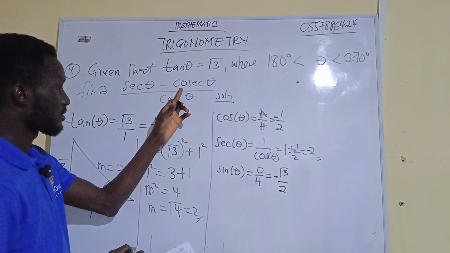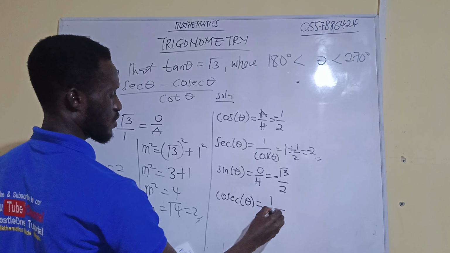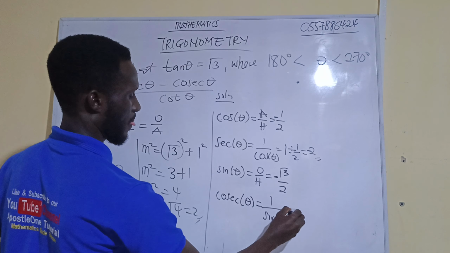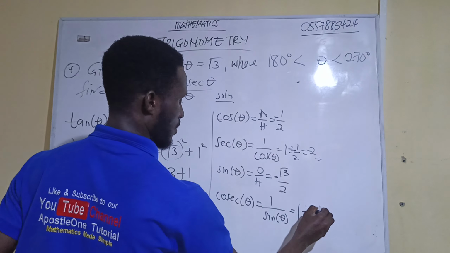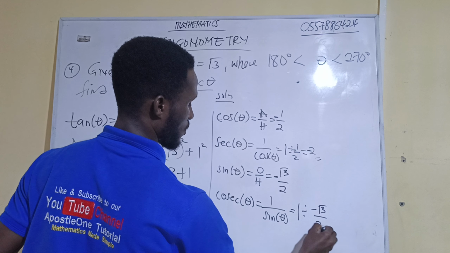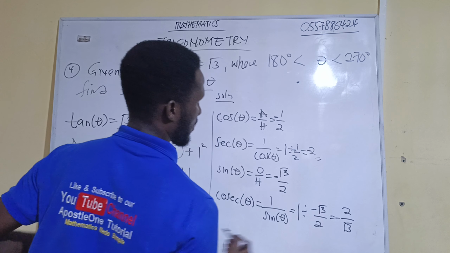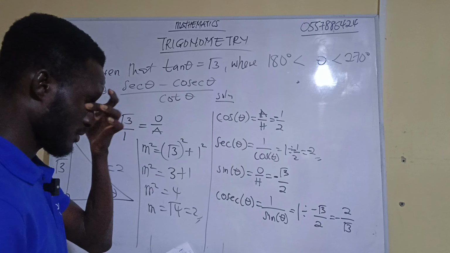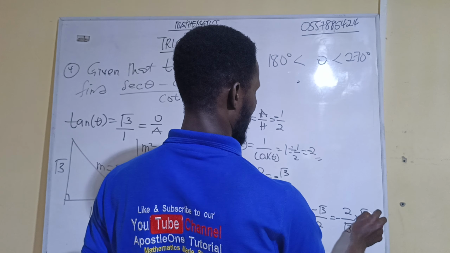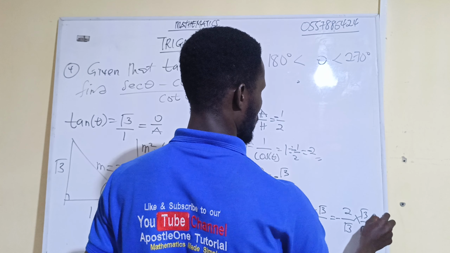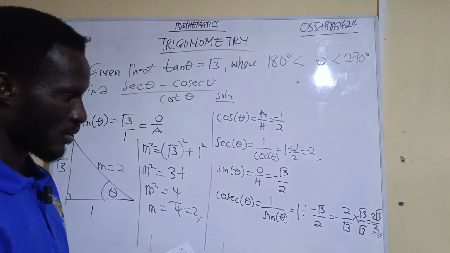Now, let's solve for the cosec, which is 1 over sine theta. Now, what is 1? So, we have 1 divided by sine theta. Sine theta is negative root 3 out of 2. So, you are going to get negative 2 divided by root 3. And you know we can rationalize this one. So let me rationalize. We multiply here by root 3, multiply here by root 3. We are going to get negative 2 root 3 divided by 3.